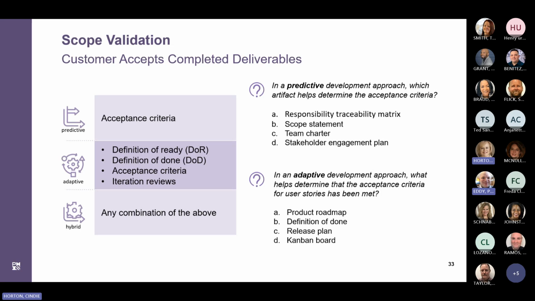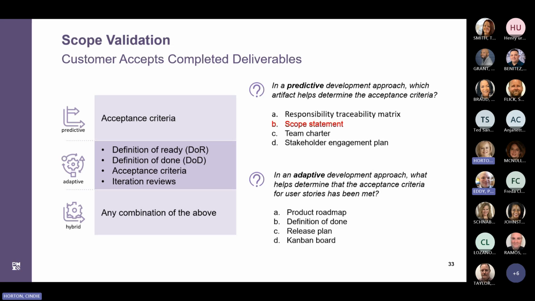In a predictive approach. Anybody? The scope statement? Correct. Very good. Thank you very much. Excellent.